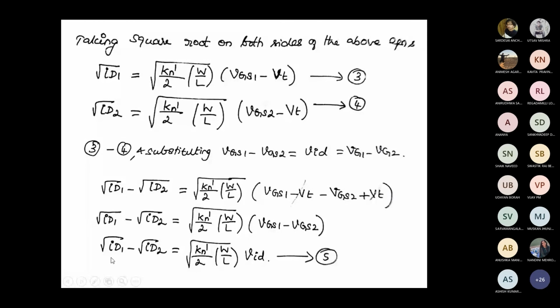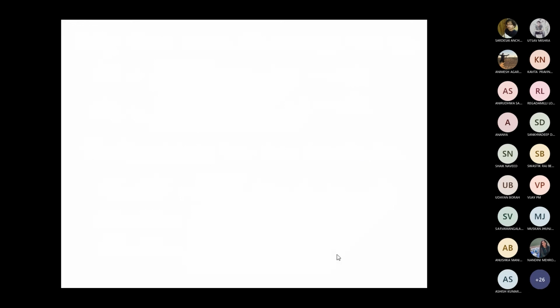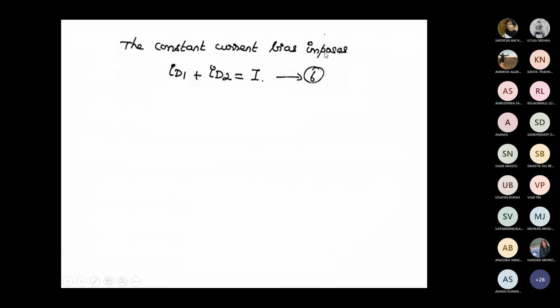So we know that the total bias current, capital I, is the sum of both the drain currents, that is ID1 and ID2. So ID1 plus ID2 will give the total current I, because I is divided between the two MOS transistors Q1 and Q2. So we have the sum of both the drain currents equal to the total current I. Now, have you taken the fifth equation? Okay. Now, the constant current bias imposes ID1 plus ID2 equal to I.